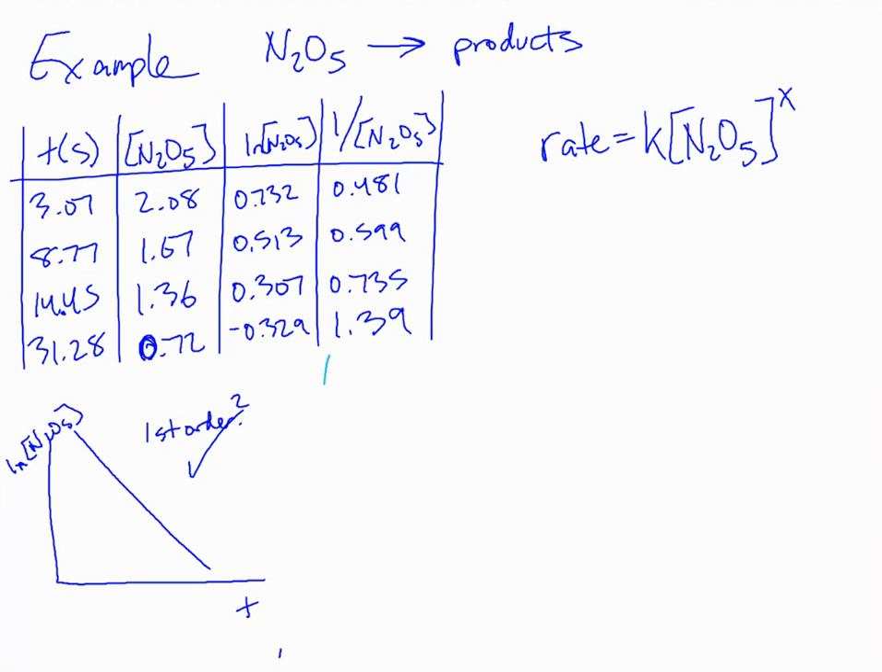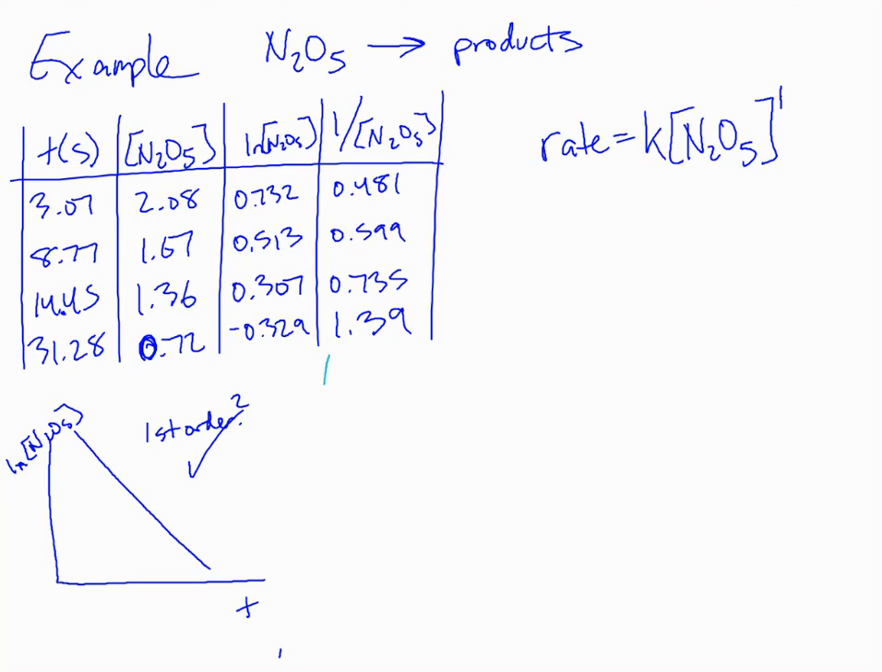And what is my x? What's my something? The 1. It's first order, and we figured that out from the graph. So we can replace this. Now we know the rate law based on our data and our graph.